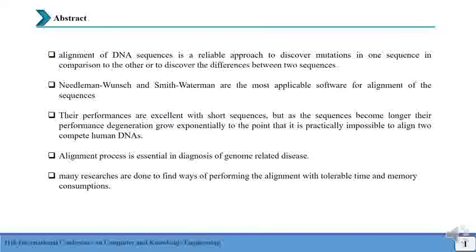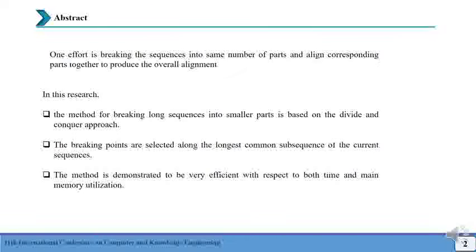Alignment is essential in diagnosis of genome-related diseases. Many researchers are trying to find ways of performing the alignment with tolerable time and memory consumption. One effort is breaking the sequences into the same number of parts and aligning corresponding parts together to produce the overall alignment. In this research, the method for breaking long sequences into smaller parts is based on the divide and conquer approach. The breaking points are selected along the longest common subsequence of the current sequences. The method is demonstrated to be very efficient with respect to both time and memory utilization.